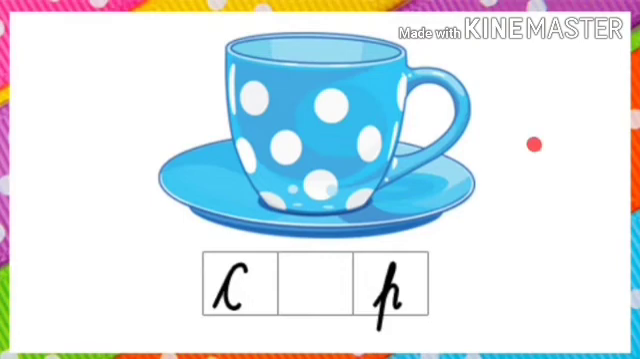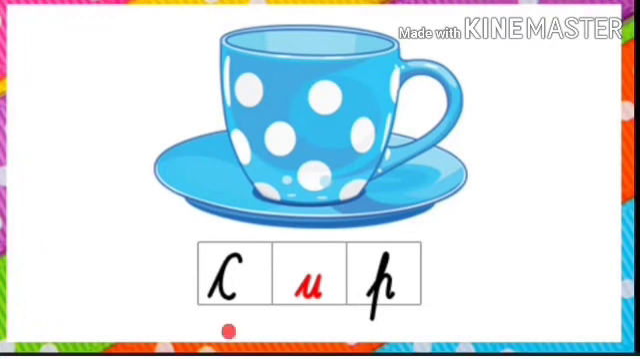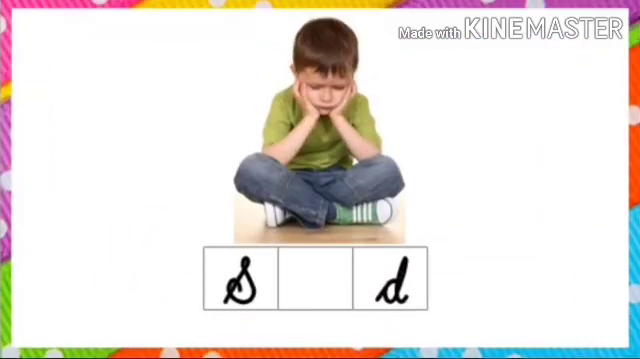Children, last picture ending with P sound. Tell me, which picture is this? It's a picture of cup. Okay. Sound of the word K, A, P, cup. So, now, beginning sound is K. Ending sound is P. What about the middle sound? Which vowel sound is missing? A sound is missing. Which vowel says A? U says A. So fill the correct vowel and make the word complete. K, A, P, cup.